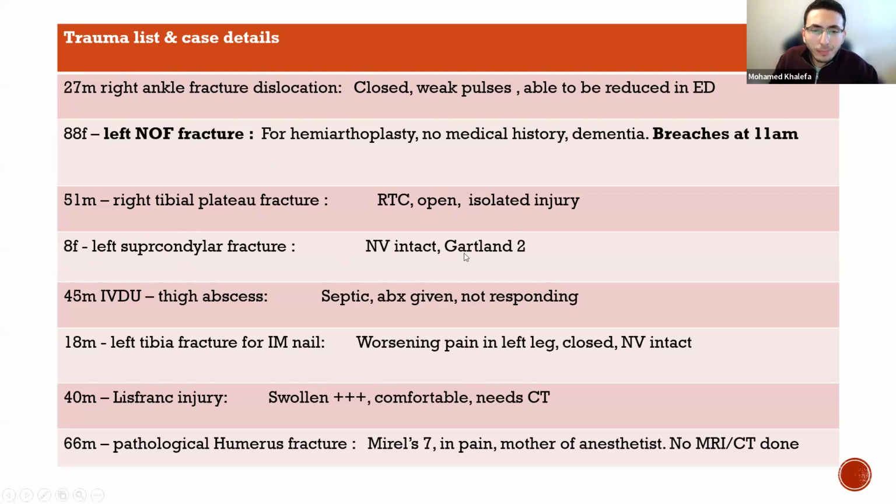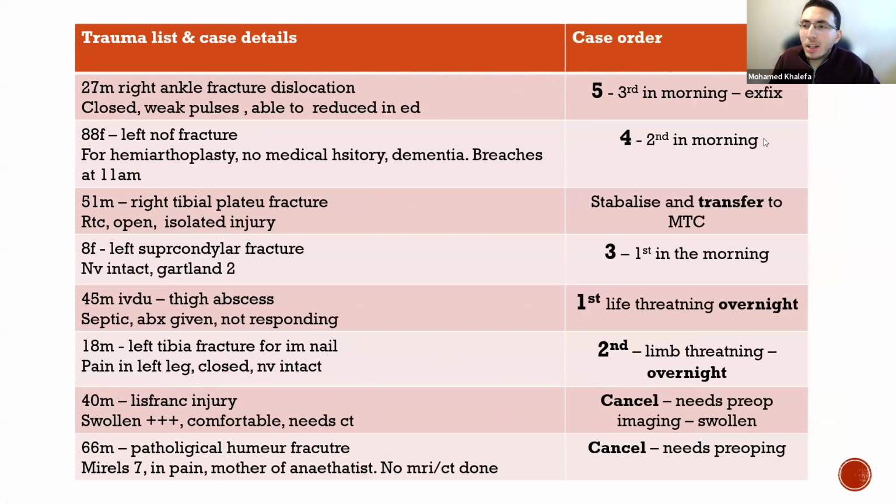Left supracondylar fracture, neurovascular intact Gartland 2. IVDU, they give you septic, antibiotic given, not responding. The tibial fracture for iron nail, worsening pain, closed, neurovascular intact, again, tells you there could be a compartment syndrome. The Lisfranc is very swollen, but comfortable and needs CT. So again, this case doesn't need to go next day because the patient is not ready anyway. And the pathological fracture, it's Mirels 7, again, in pain, mother of an anesthetist, but no CT and MRI. So this is just to confuse you, but doesn't need much because this patient probably is an elective case, doesn't need to be operated on. So that's a suggestion of how to prioritize it.